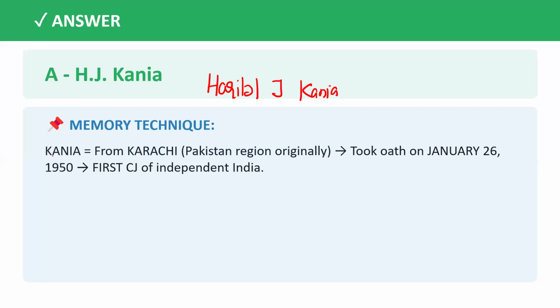So Kania, the name, comes from Karachi in the Pakistan region. The first Chief Justice of India took oath on January 26, 1950. So he was the first Chief Justice of independent India. So you can remember in that way.